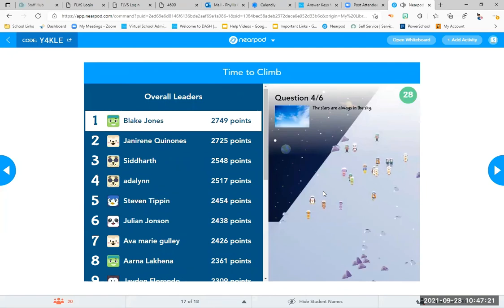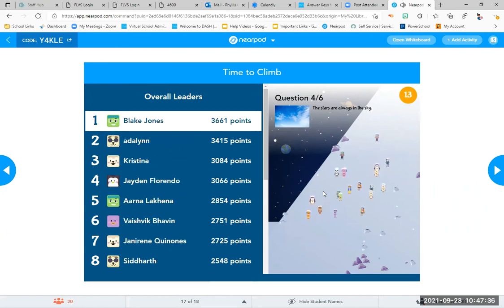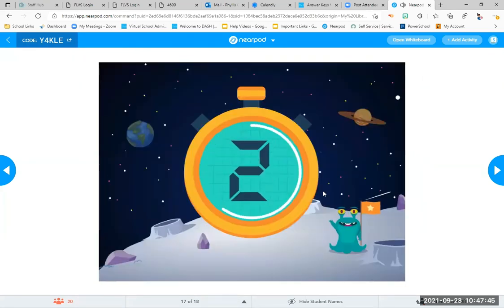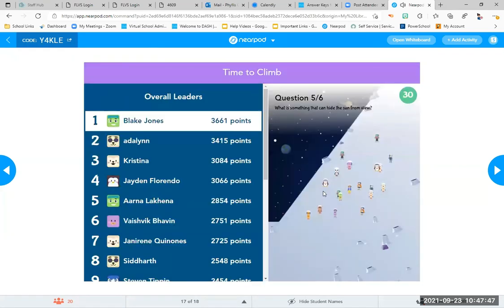Okay, number 4. The stars are always in the sky. Always. True or false? But kids don't think about where the stars are during the daytime. And if you said yes, they're always in the sky, you got it right. Even if we can't see them, they're still there.